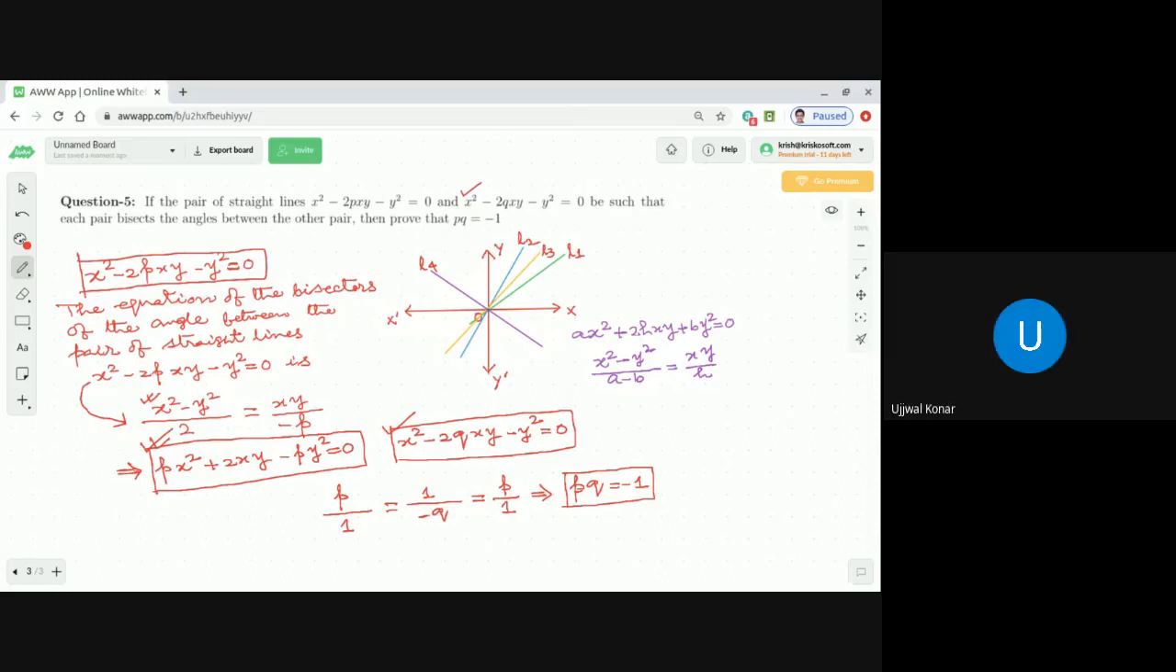Yes, I understand. Because each pair bisects the other, no? And the converse is also true. So what I wanted to mean is that the bisectors of the straight lines L1 and L2 are L3, L4, correct? And the bisectors of L3 and L4 are also L1 and L2. Correct or not? Yes, sir. So that is why we can make these two equations identical. Understood? Okay, so in this way we are able to prove that pq is equal to minus 1.